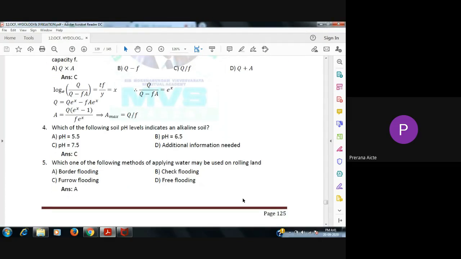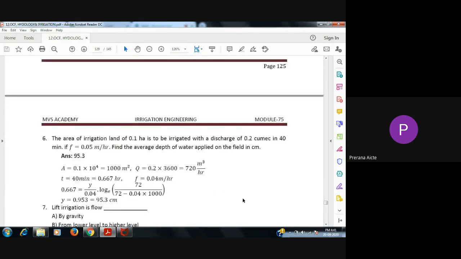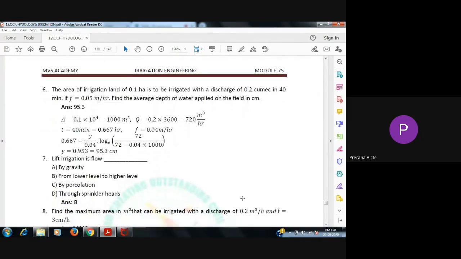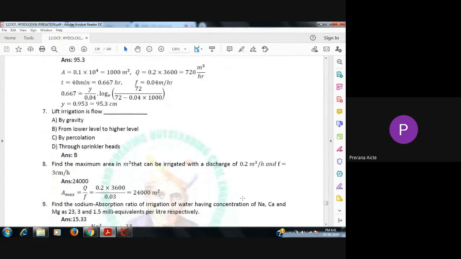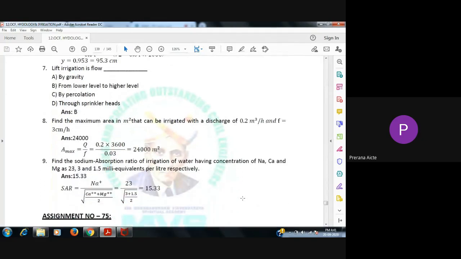Which of the following methods of applying water may be used on rolling terrain? Water flooding. Then lift irrigation. What is lift irrigation? What is flow irrigation? Flow irrigation is flow due to gravity. Lift irrigation is flow not due to gravity but by pumping. When water has to go from a lower level to a higher level, pumping is required. So lift irrigation is flow from a lower level to a higher level.